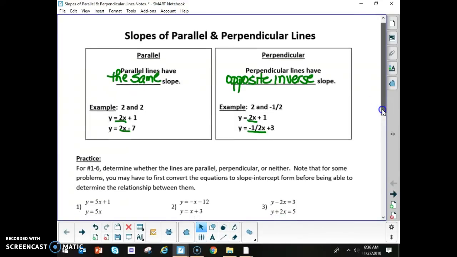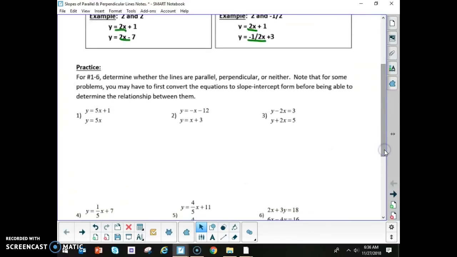So we're going to practice on some of these. You want to determine whether or not these are parallel, perpendicular, or neither. So again, you need to look at the slopes, and these slopes are the same. So they are parallel. Notice the symbol. It looks like two L's for parallel.